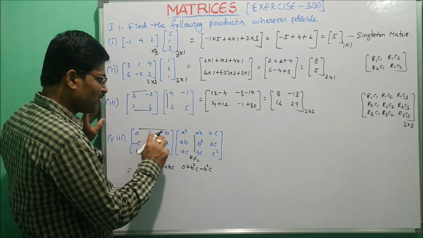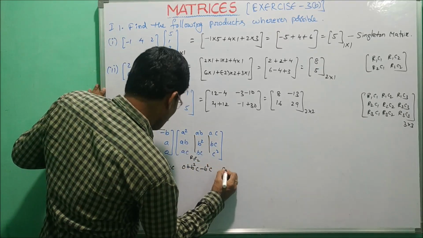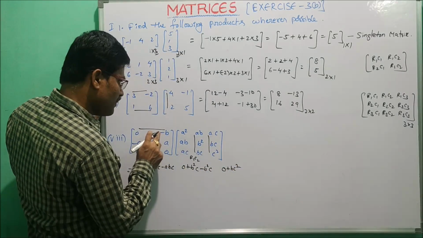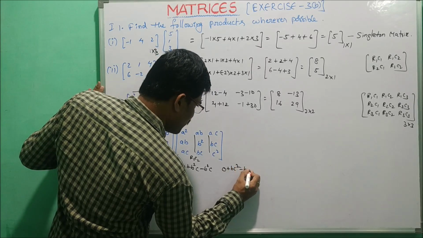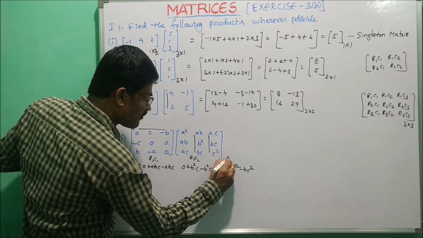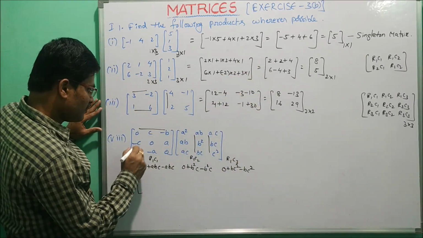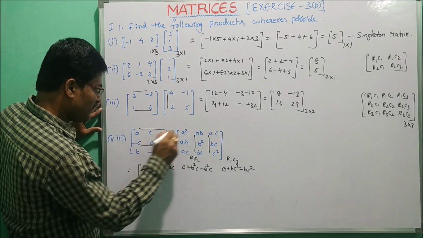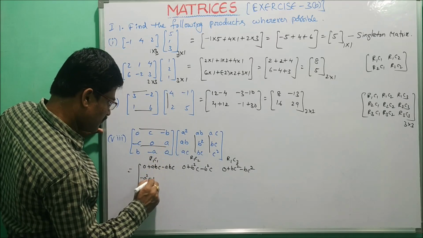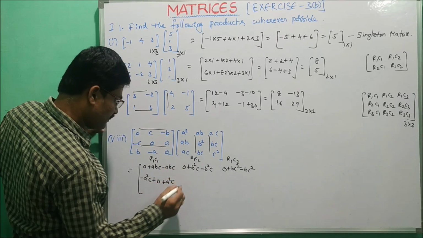Similarly, we have to take first row, third column: 0 into AC, so 0, C into BC, BC square plus BC square, minus B into C square, minus BC square. Similarly, this is R1C3. Next, second row, first column, R2C1: minus C into A square, minus A square C; 0 into AB, plus 0; A into AC, plus A square C.